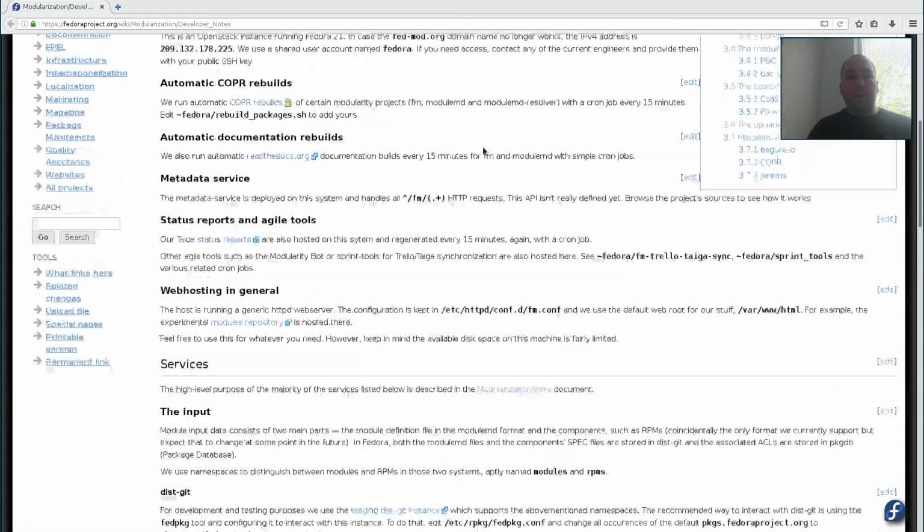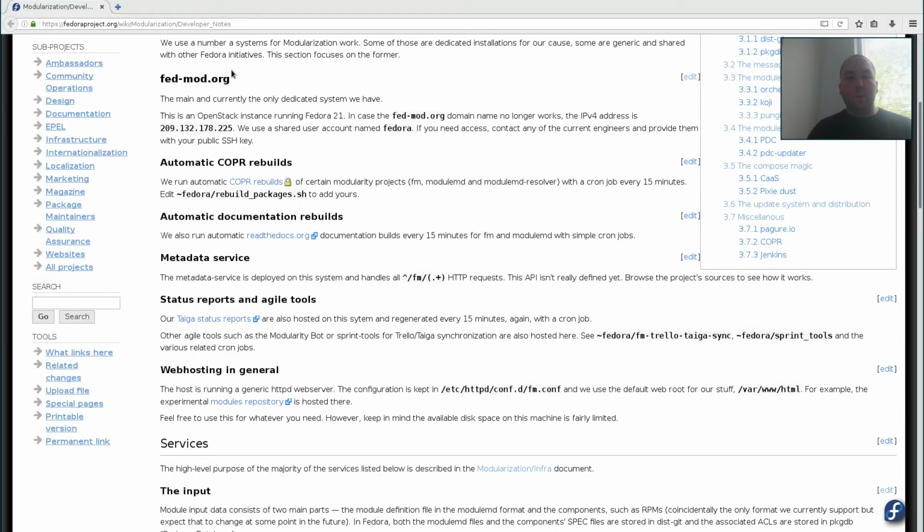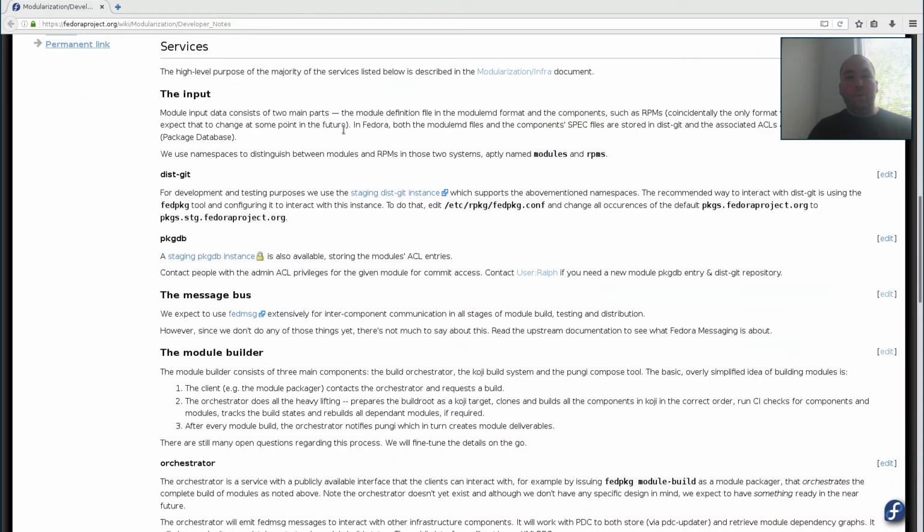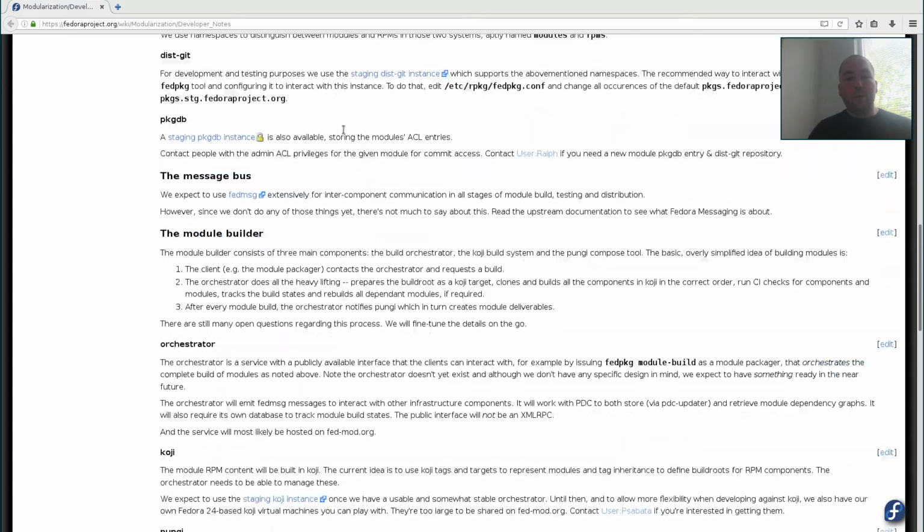As you can see, we only have one system used for development located at this domain. It's open to everyone involved in the engineering part of Modularity. And for the services, most of them don't even exist yet, but in the document you can read what you can do to make them happen.